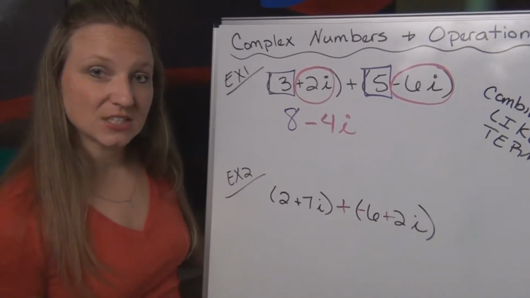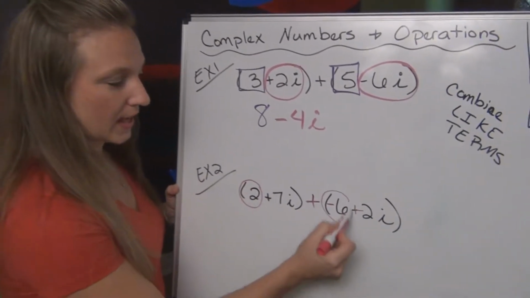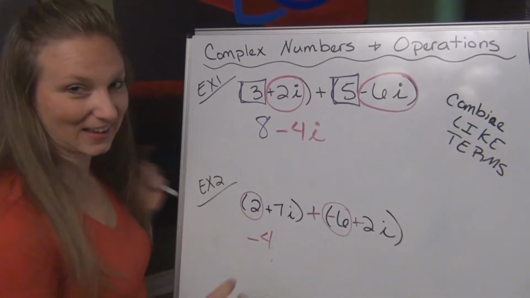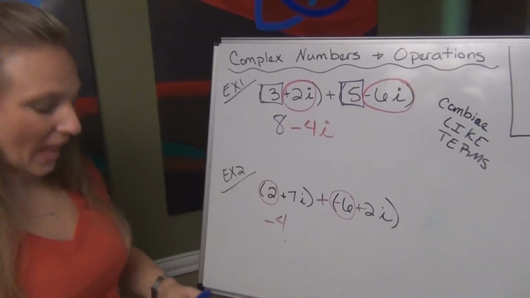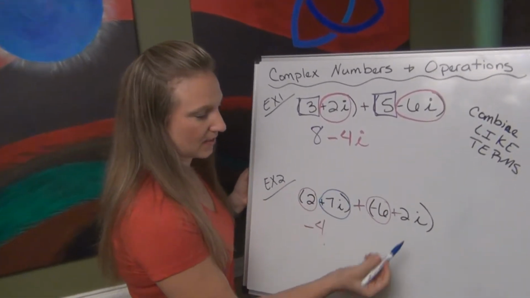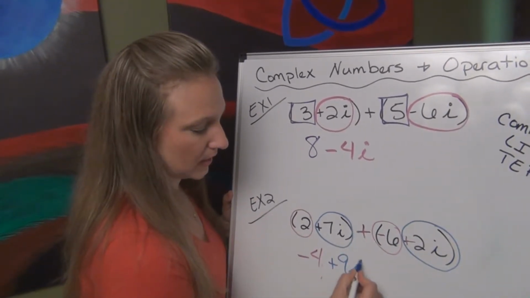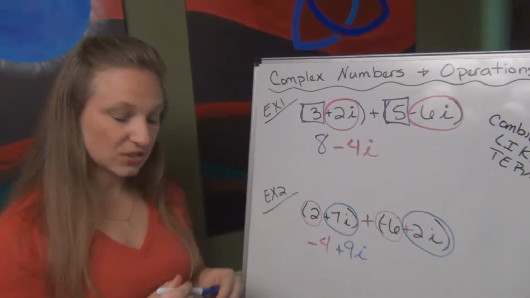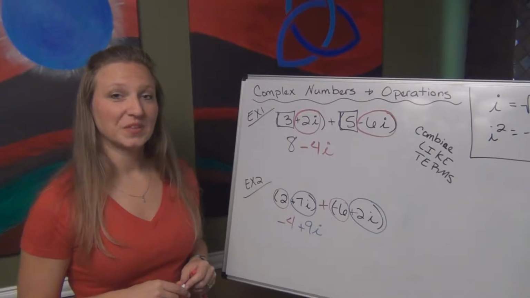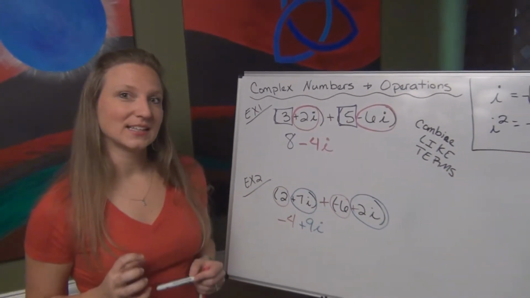Now I can treat this like an addition problem. So I'm going to add my real parts up, 2 and -6, to combine to be -4. And then I'm going to combine the imaginary parts. I have a 7i and a +2i, which will combine to be 9i. Since there is no further simplification that I can do to this problem, I'm done at that point. So just remember that when you are adding or subtracting, we are combining like terms.